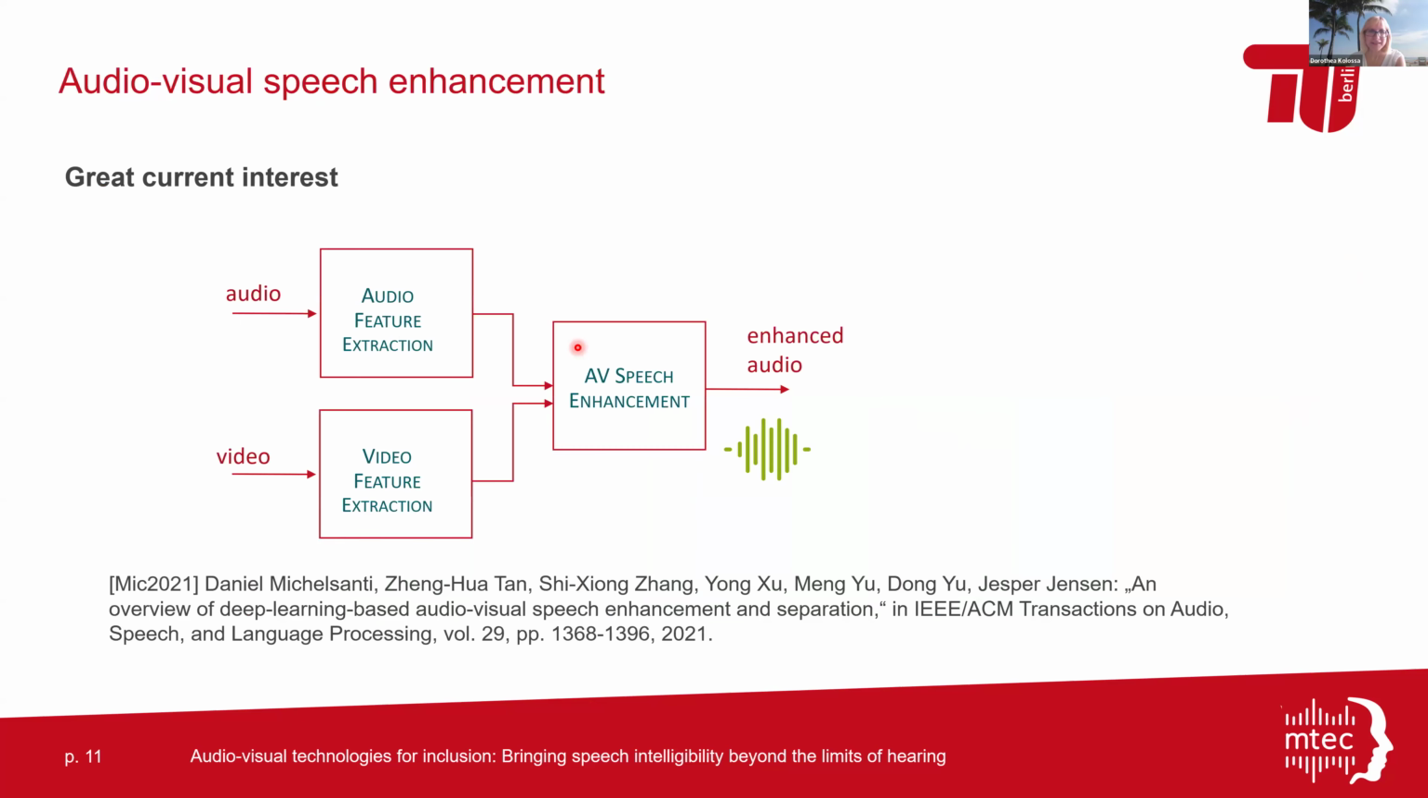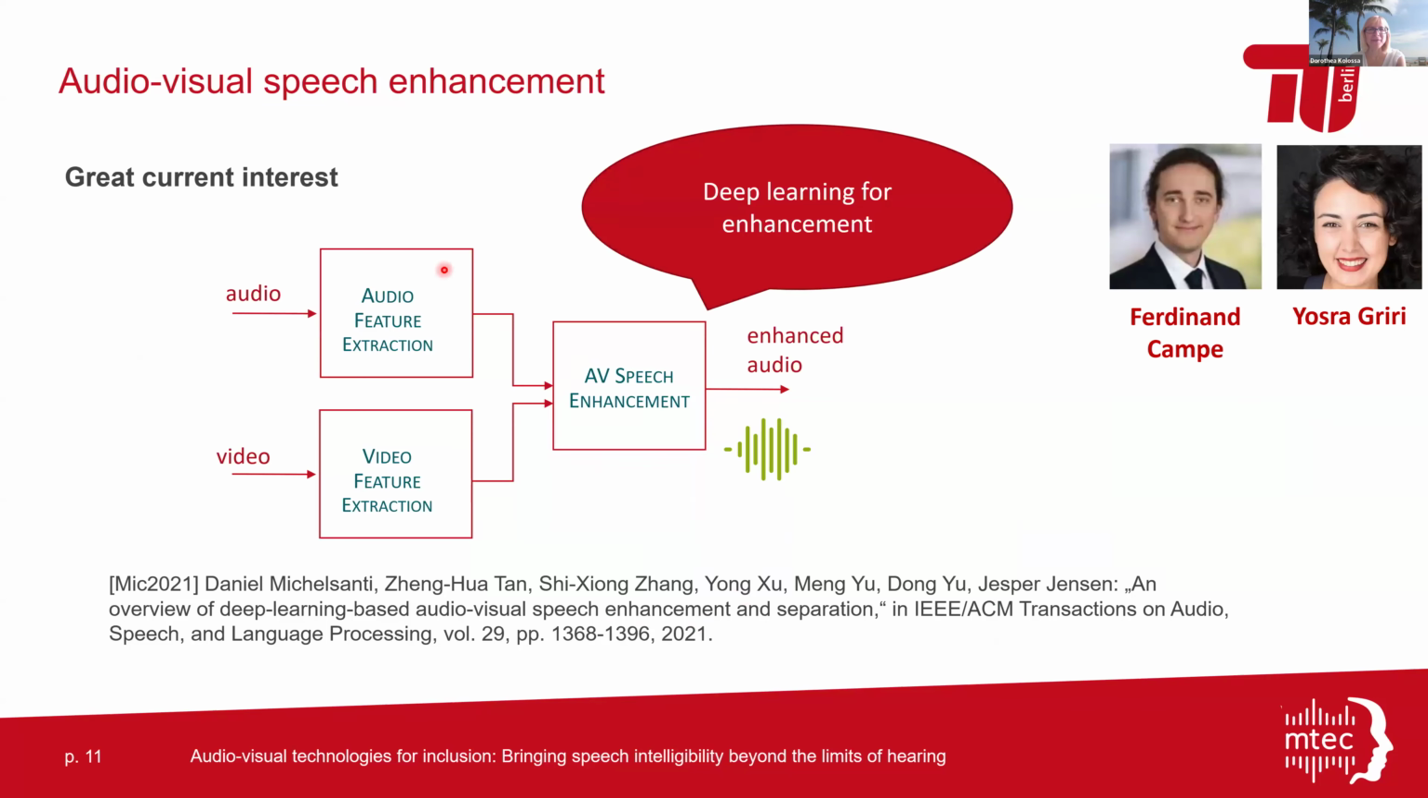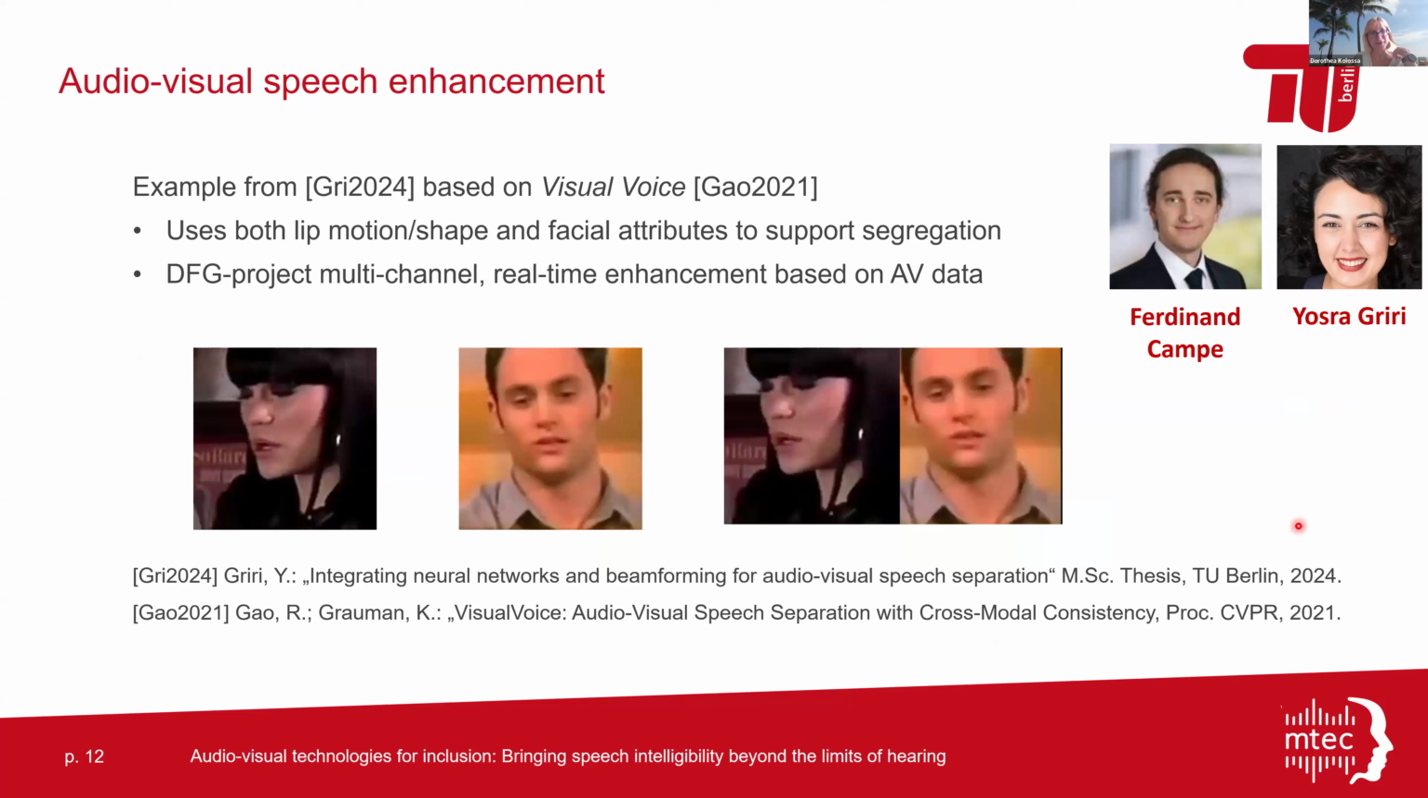And so now, currently, what you see is really the same idea, audiovisual speech enhancement, but of course now using deep learning for enhancement. And there's multiple works on this, and we're currently working on this topic with Ferdinand Campo, who's pretty new in our team, and we've worked on it with Yosra Griri as well. And so what we're interested in for audiovisual speech enhancement is to be able to both remove noise from speech, but also to separate out speakers.